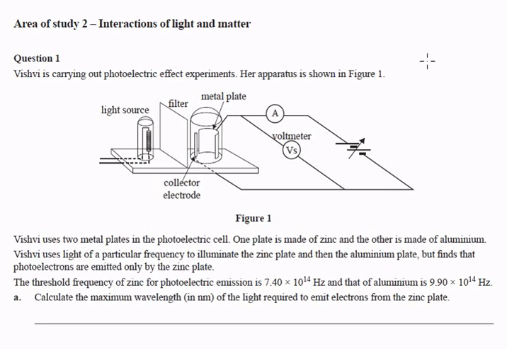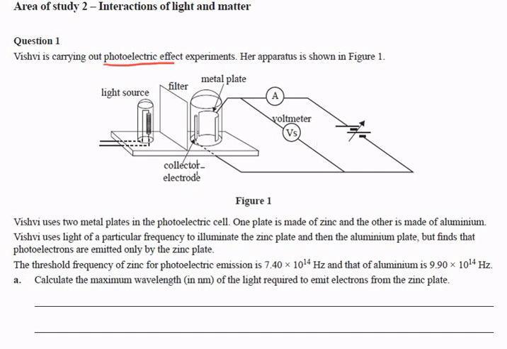This is the light matter section of 2012. So we're starting off with photoelectric effect. So here's a question: VCE uses two metal plates in the photoelectric cell, one zinc and one aluminium.